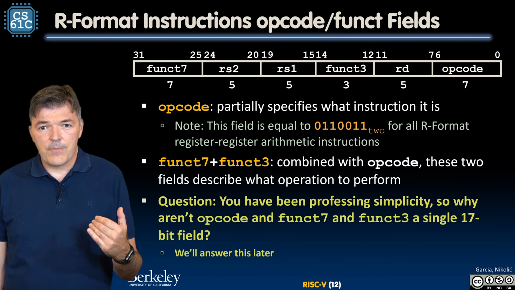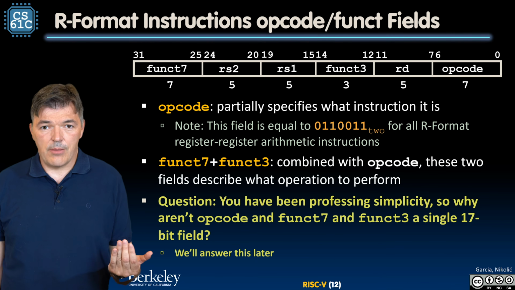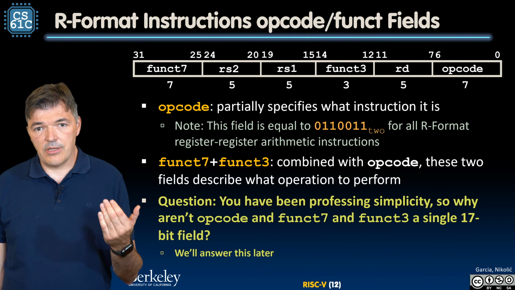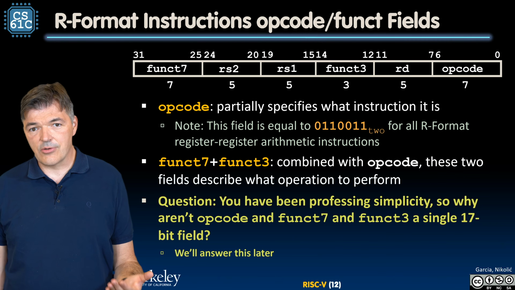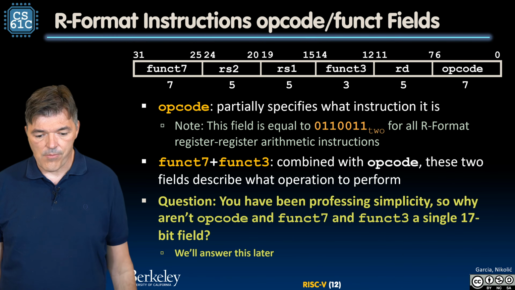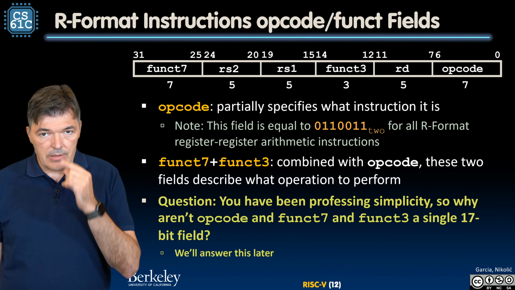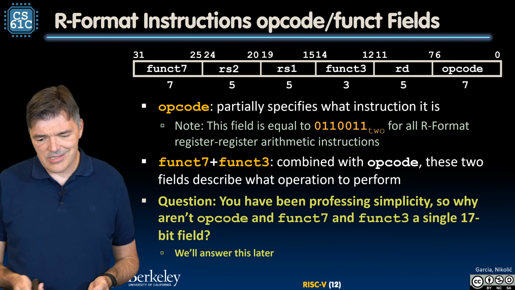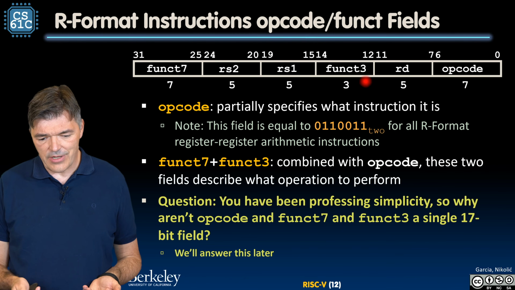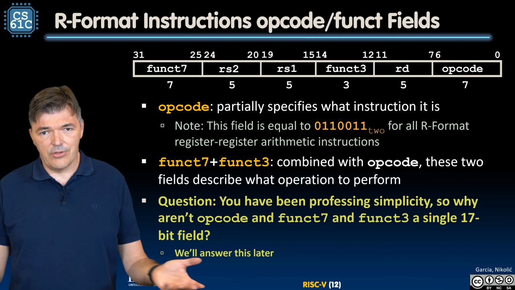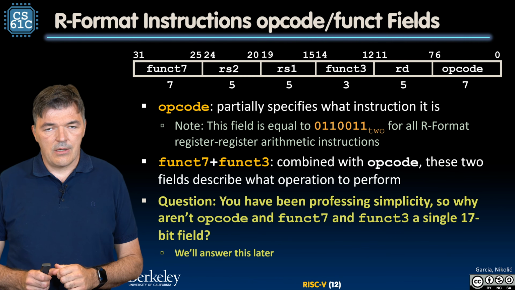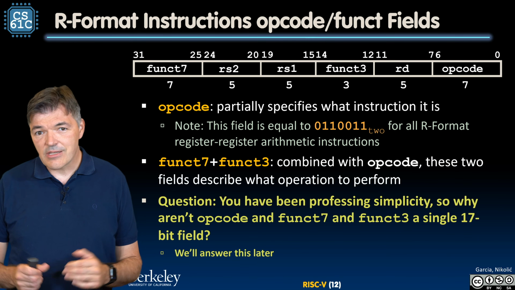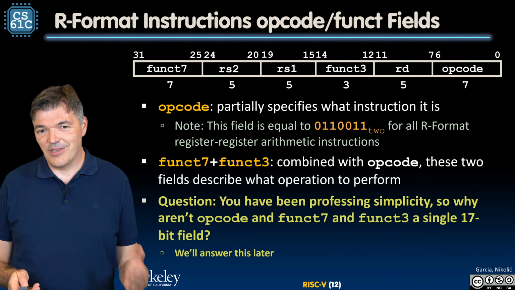And you'll find out that we're going to use that to make the processor's job of figuring out which instruction it is going to execute easier. The other question you may ask is, why are these opcode, func3 and func7 fields spread all over the place? We'll see that later. It is again to make the processor's job easier.